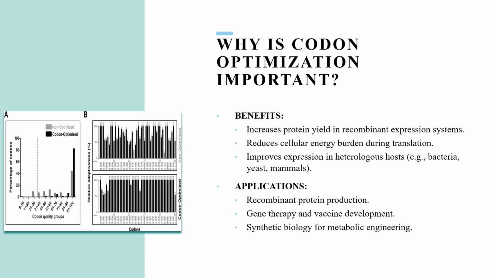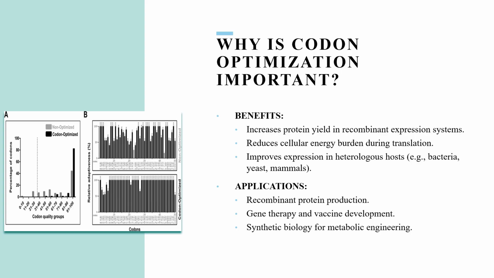Why is codon optimization important? What's the benefit, and what's the application? First of all, we discuss the benefits. It increases the protein yield in recombinant expression systems, reduces cellular energy burden during translation, and improves expression in heterologous hosts, meaning bacteria, yeast, mammals. Applications: recombinant protein production, gene therapy and vaccine development, synthetic biology for metabolic engineering.